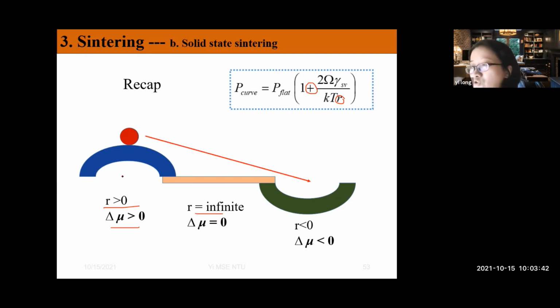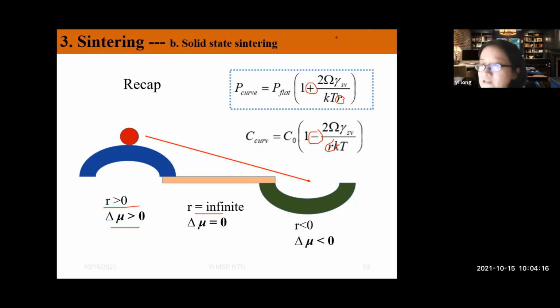Now we have new things here. The C curve is equal to C naught times 1 minus something. You can see R is still here, but the sign changed. Then where will the vacancy go? Will it go from the convex to the concave, or from the concave to the convex? Simple: is it going to be the opposite of the atom, or the same as the atom? Can you just type same as the atom or opposite to the atom?